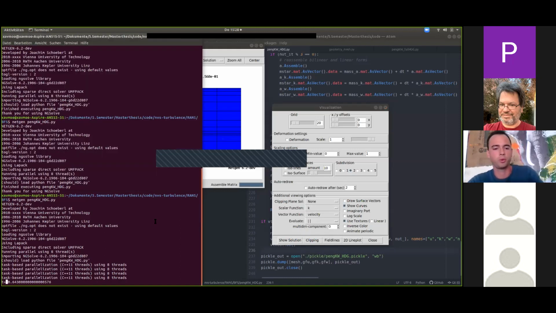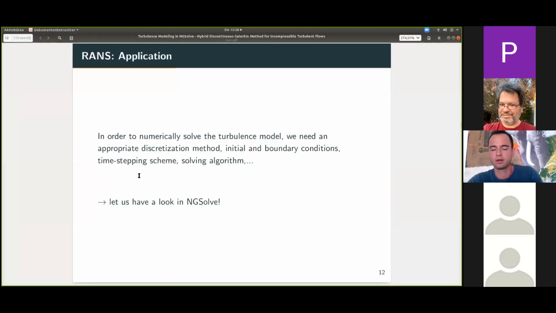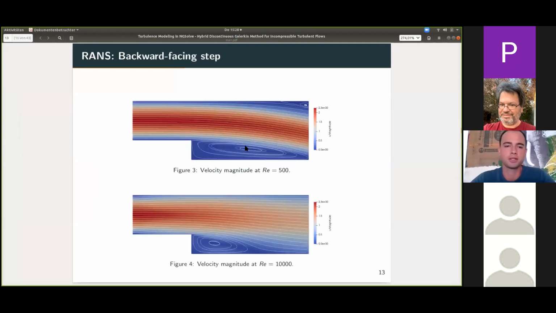Okay, I will quit this and we're going back to the slides. So here I prepared two cases, what we have seen previously, the backward facing step scenario. Here the difference is that we have a laminar case, laminar flow with a Reynolds number of 500. In the bottom one, we would have a Reynolds number of 10,000. That would be a turbulent flow. And here we can clearly see some differences.